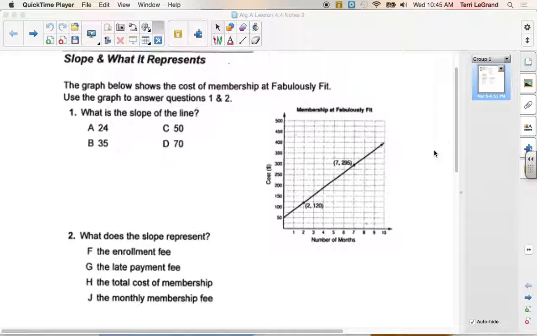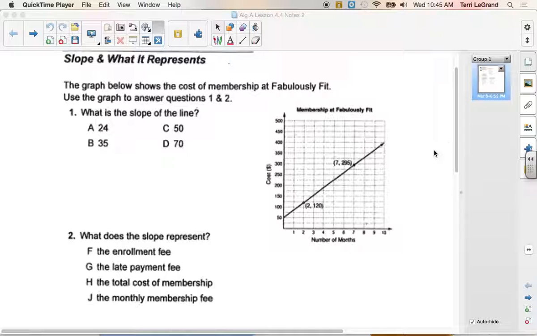and what it represents. So not only today are we going to find it, but you have to tell what that is really representing. What's it giving us in this situation? Okay? So let's look at number 1. It says, first of all, above it says the graph below shows the cost of membership at Fabulously Fit. Sounds like a workout club, huh? We use the graph to answer questions 1 and 2. What is the slope of the line?